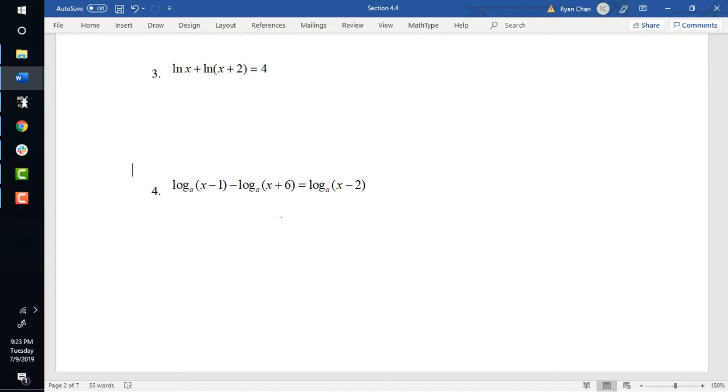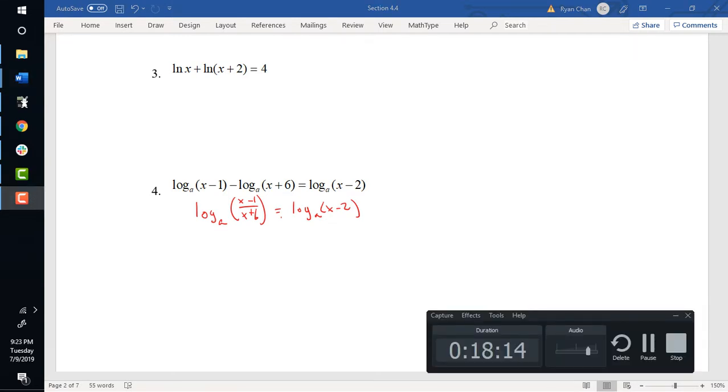Now, here's the thing, right? I have 2 logs on the same side, right? This is not helpful. I want just 1 log. At most, I want 1 log on each side. So I have 2 here. I realize, though, I have the following. So I can write this as log of a, and I do x minus 1 over x plus 6 equals log a x minus 2. So remember, because I am subtracting, I can divide. I'm doing division right here.